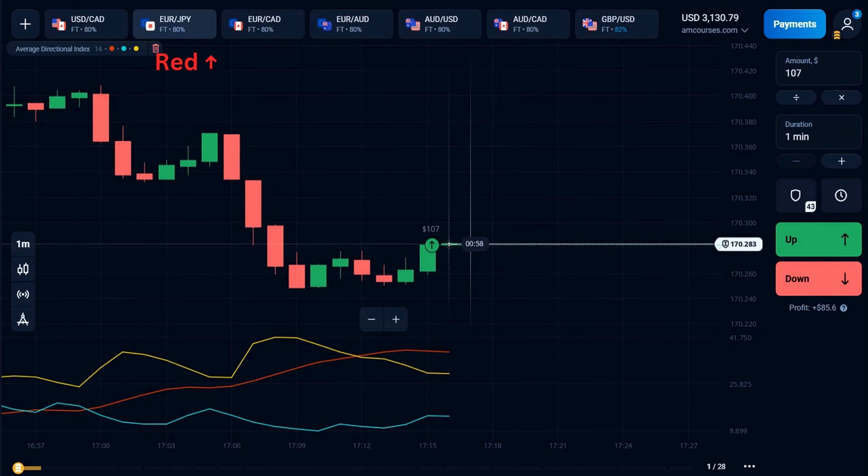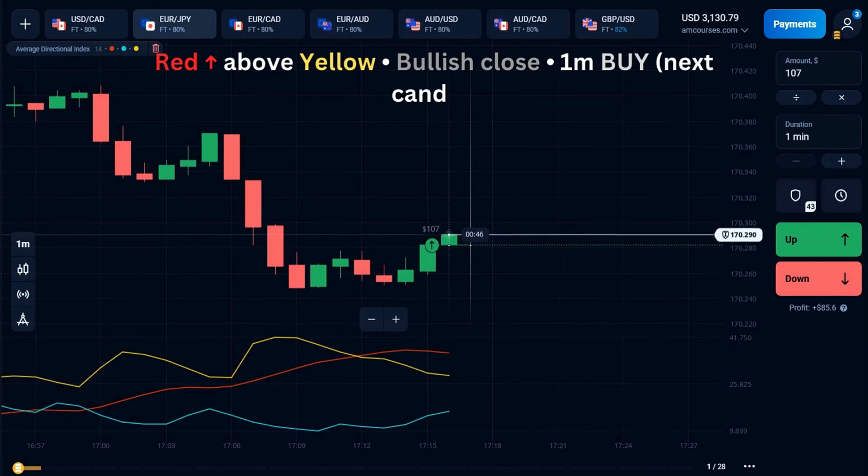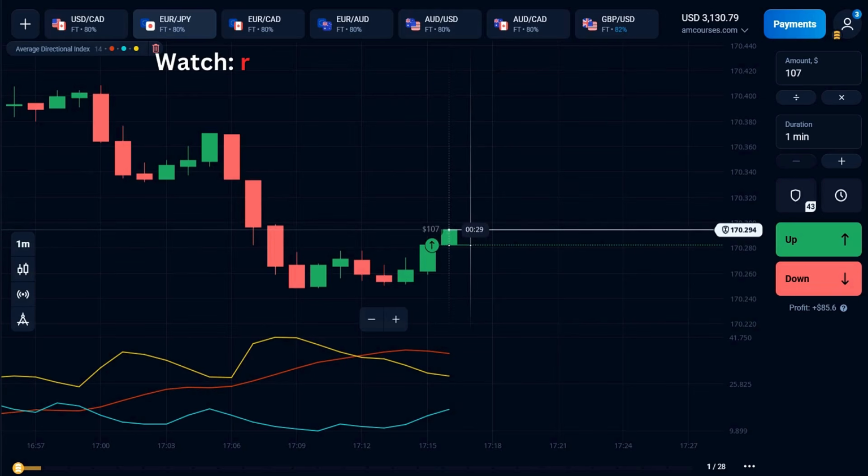I'm taking a buy trade here. Look at the lines below. The red line pushes up and crosses above the yellow line. The signal candle just closed bullish, so I wait for that close and enter a 1-minute buy trade on the next candle. Now the trade is live.